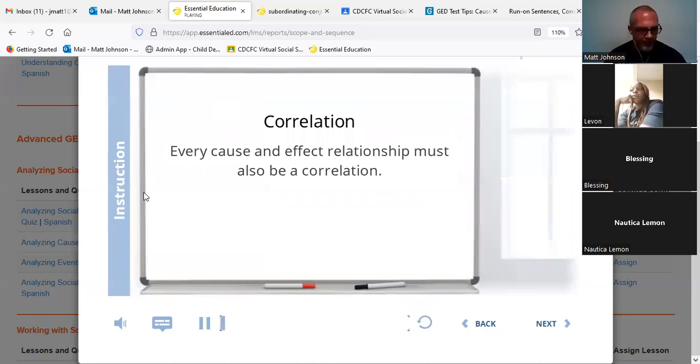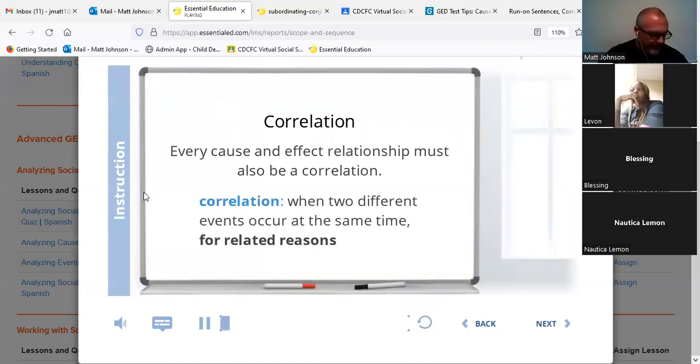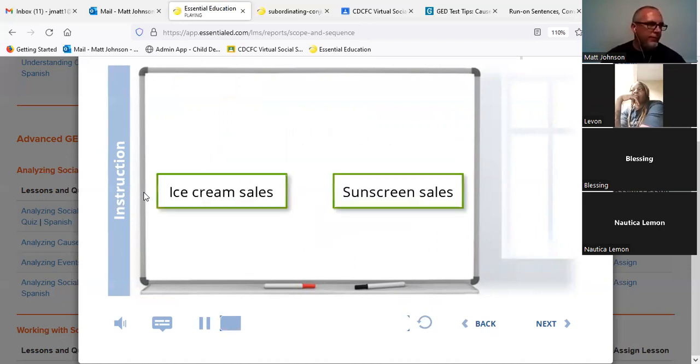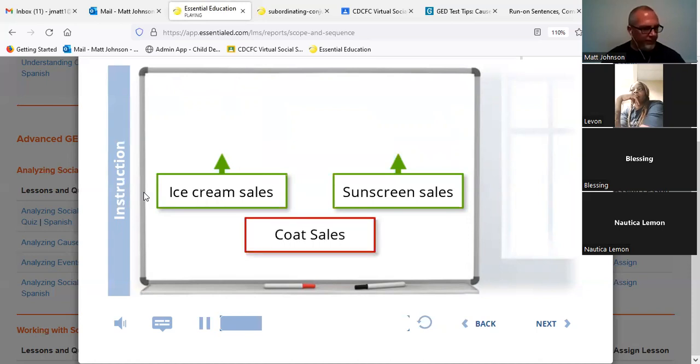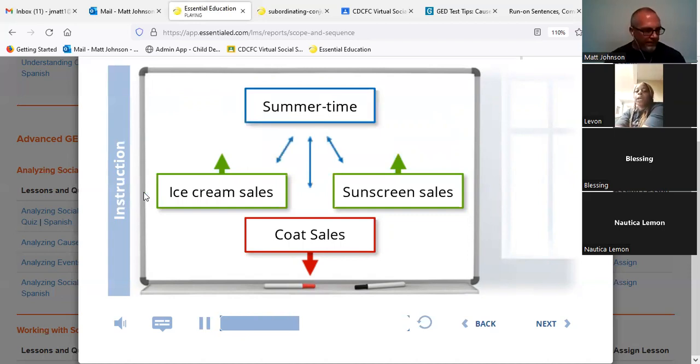Every cause and effect relationship must also be a correlation. A correlation is when two different events occur at the same time for related reasons. Ice cream sales are correlated to the sale of sunscreen. When ice cream sales go up, so does the sale of sunscreen. You will also see an inverse correlation between the sale of ice cream and the sale of coats. As ice cream sales go up, coat sales go down. Does ice cream cause a lower demand for coats? What about sunscreen? Does sunscreen make people want to buy ice cream? No. These are all just correlations. They're all related to one another because they all have a common cause. Summertime. Everyone's just trying to stay cool.